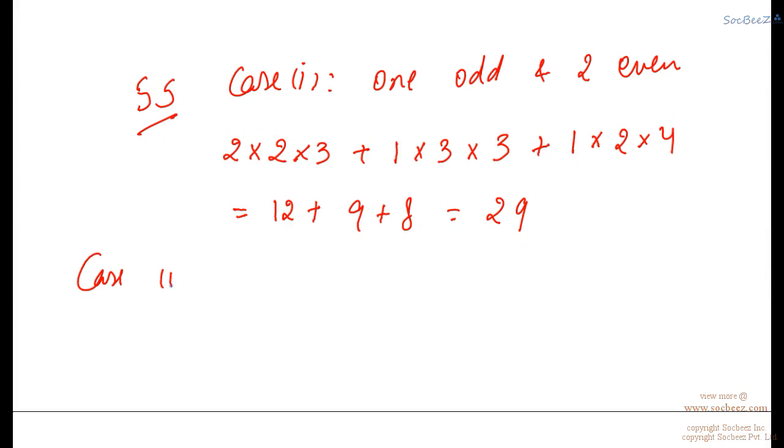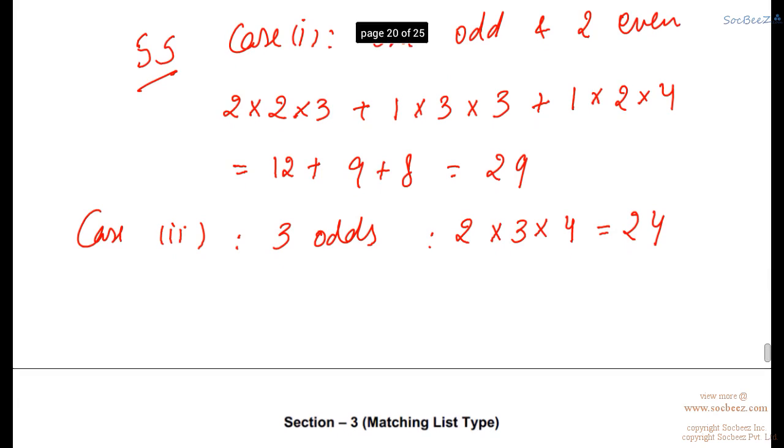Okay, now case 2 is all the three numbers are odd. Three odds, all the three numbers are odd. So in that case only one possibility is there. Two numbers are odd in box 1, three numbers are odd in box 2, and four numbers are odd in box 3, which is 24 total.